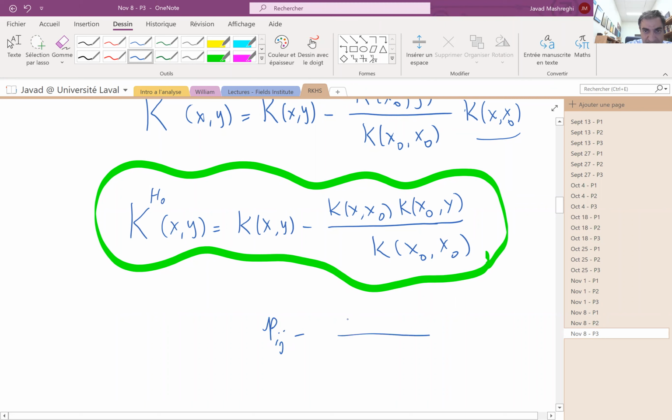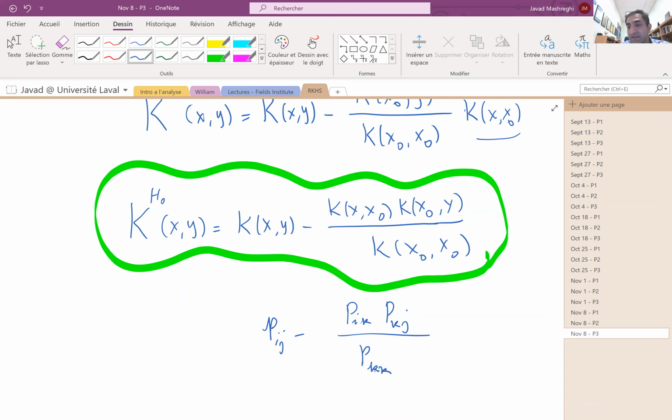Pij minus pik pkj divided by pkk. We have seen this combination before, but in the finite dimensional case, our x0 is precisely the index k, and instead of x and y, we have i and j. So we obtain this by another method.